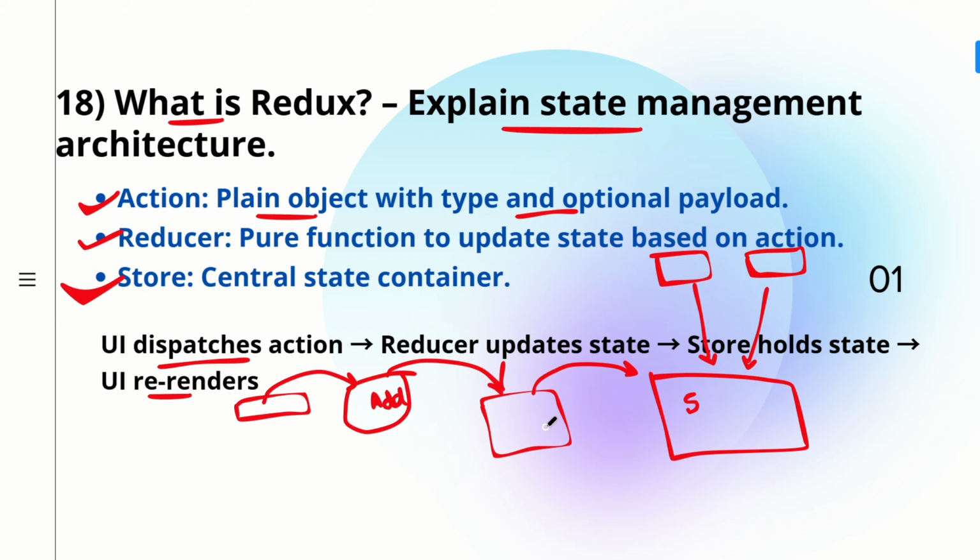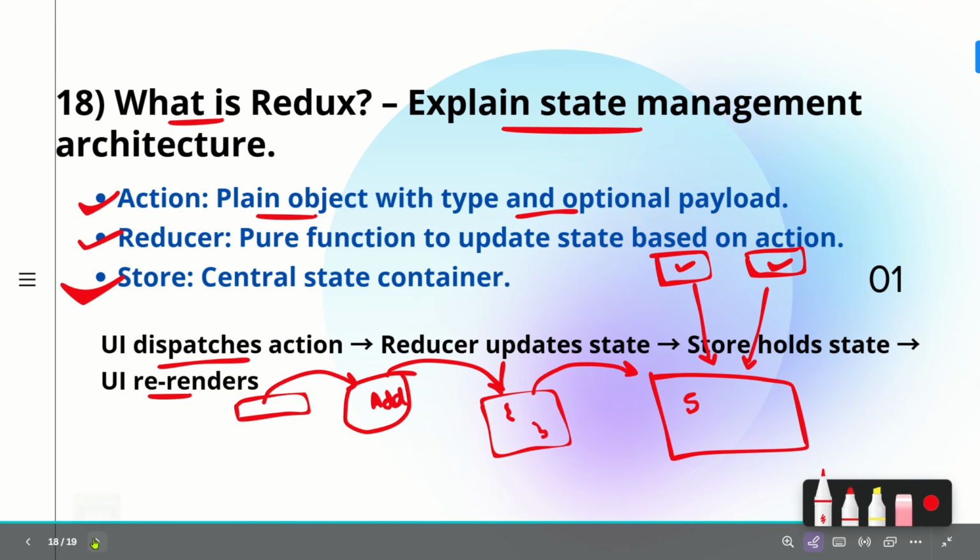Then we have reducers, which are pure functions to update the state based upon the action. They also decide what the structure will be, how we will be storing, and what the logic is. Then we have the store, that is the central state container. So how it works is the UI dispatches the action, then the reducer updates the state, the store holds the state, and the UI re-renders. Whatever components have subscribed to this store are going to re-render.